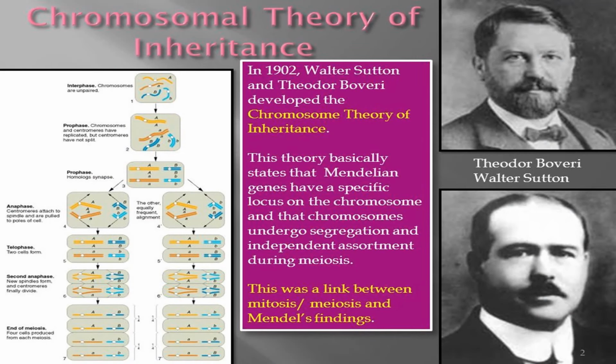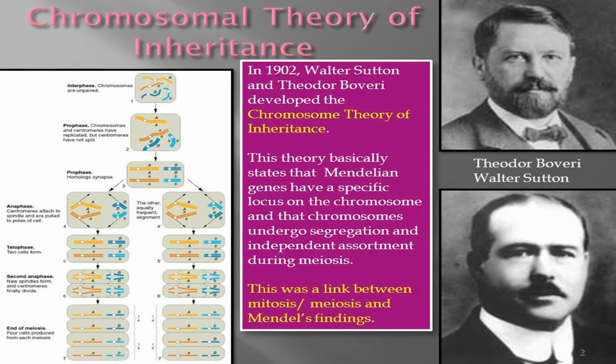Mendel's work was later confirmed and supported by the chromosomal theory of inheritance, which was proposed in 1902 by Walter Sutton and Theodore Boveri, wherein they developed the chromosome theory of inheritance. This was a link between mitosis, meiosis, and Mendel's findings.